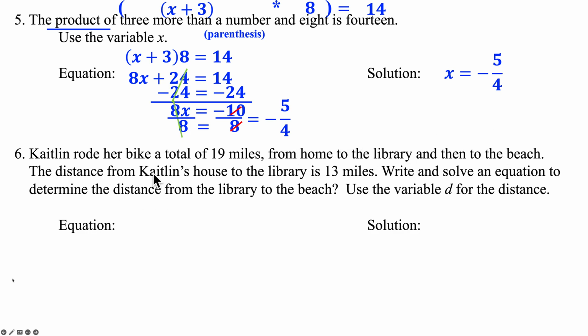The distance from Caitlin's house to the library is 13. So home to library is 13. So it's like 19 equals 13. And then they want us to find the distance from the beach to the library. That's my D. So 13 plus the D equals 19, or 19 equals 13 plus D. Both the same thing. Subtract over the 13. The distance from the beach to the library is 6 miles.